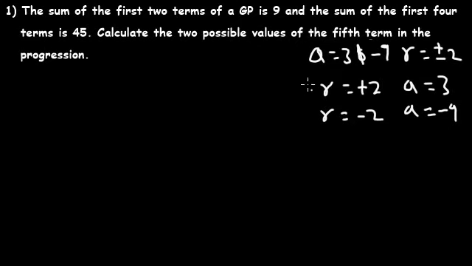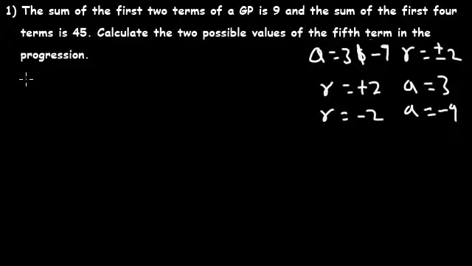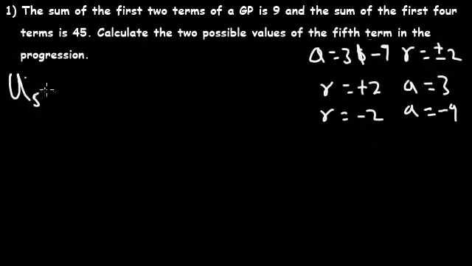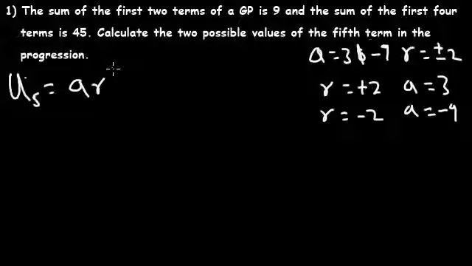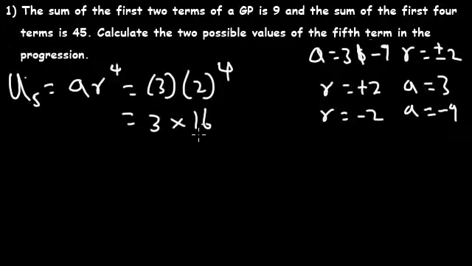Perfect. Now these are the two values we use to find the fifth term. So the possible values of the fifth term, that's u of 5. The general term of a GP is defined such that u of n is equal to ar to the power of n minus 1. So this simply means u of 5 would be equal to ar to the power of 5 minus 1, which is 4. So we said a is 3 when r is 2, raised to the power of 4. And that becomes 3 times 2 to the power of 4, which is 16. And multiplying this, we have 48.